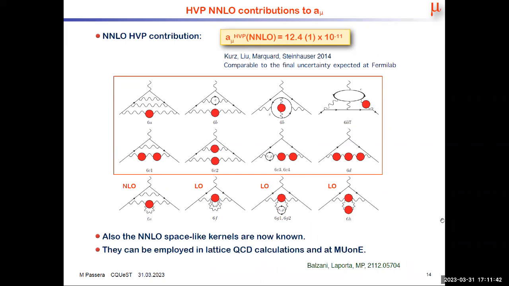So perfectly under control. Again, also for this one, together with Stefano Laporta and Lisa Balzani, we computed the kernels for the space-like region, which are the kernels that are needed for the lattice community and the MUonE experiment that I will tell you about at the end. So also this one can be computed on the lattice now with these kernels, and in the future, hopefully, by the MUonE experiment.